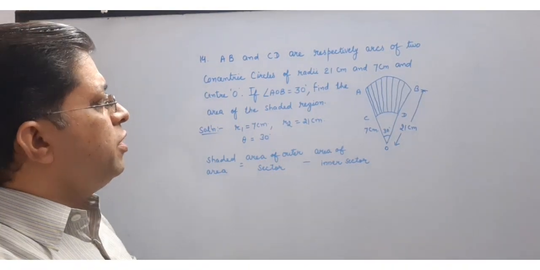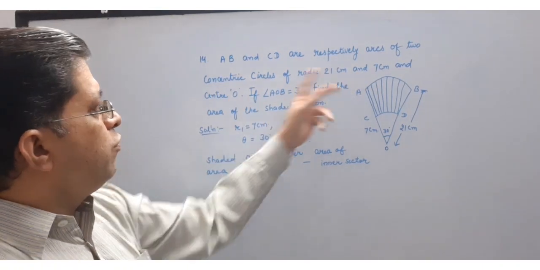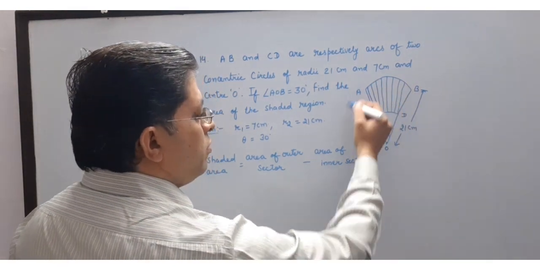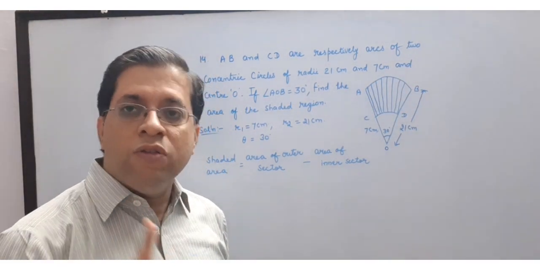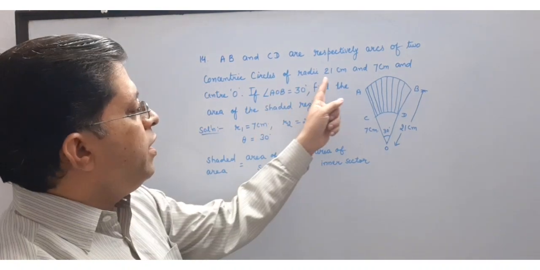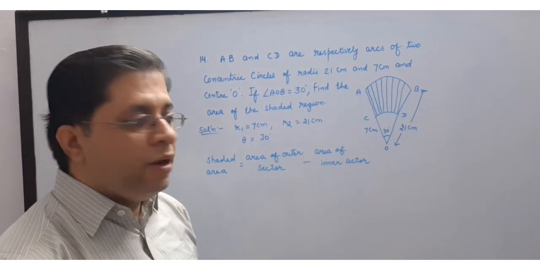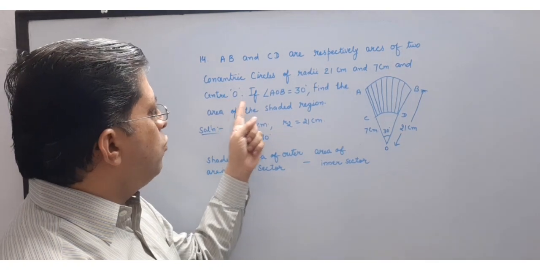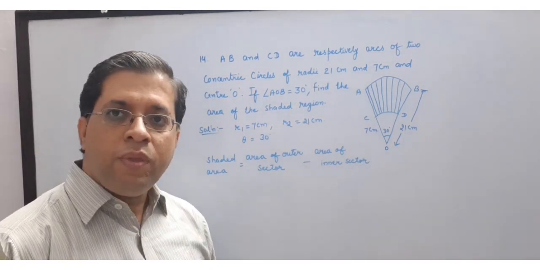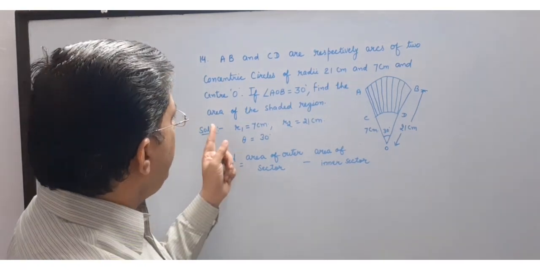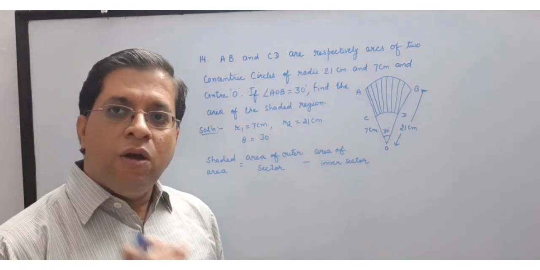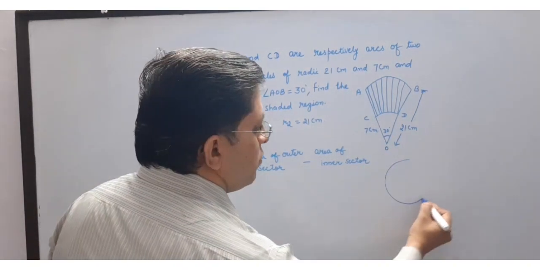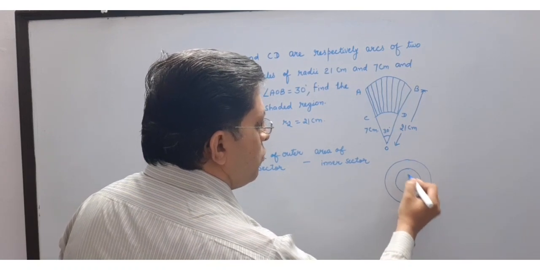AB and CD are respectively two arcs of two concentric circles. Actually, these two are the concentric circles. One circle and this another circle. Two circles are there. They are concentric. Center is O. Radii given to you 21 centimeter and 7 centimeter. This is 7 and this is 21. Okay. And center is O. Angle AOB is 30 degrees given to you. Find the area of the shaded region. You have to find area of this shaded region. Okay, this is looking like this. This one, this two, and this.